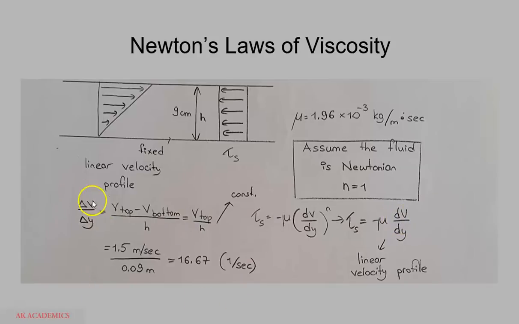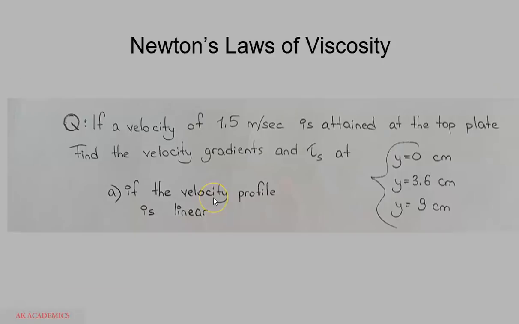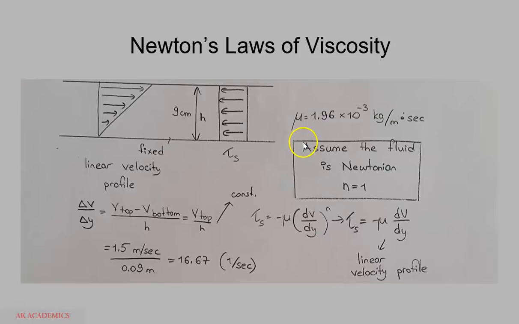All right, now if we continue with what we have here, we know our v top is 1.5 according to the question, where we were told that if a velocity of 1.5 meters per second is attained, so our v top is 1.5 meters per second minus v bottom, which is 0. So since we have v top over h here, we have 1.5 as our v top as stated in the question, divided by the height.